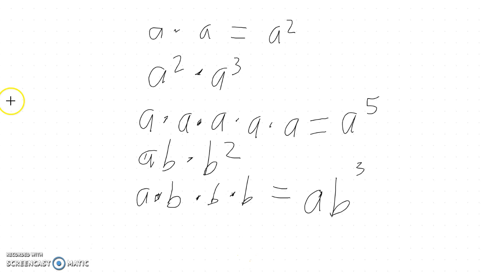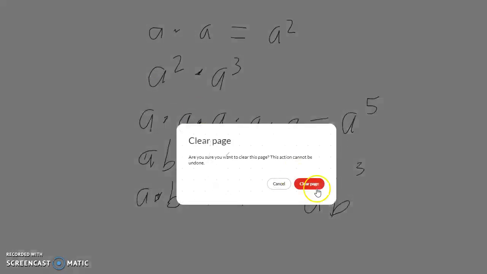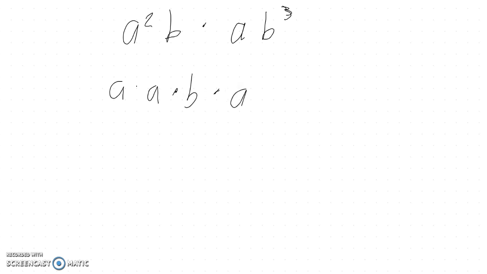It can get a little bit more complicated. Let's say we have a situation like this. Let's have a squared B times A B to the third. So I'm going to do the same thing. I'm going to write it in multiplication form. A squared B, that's just A times A times B, times A times B times B times B.